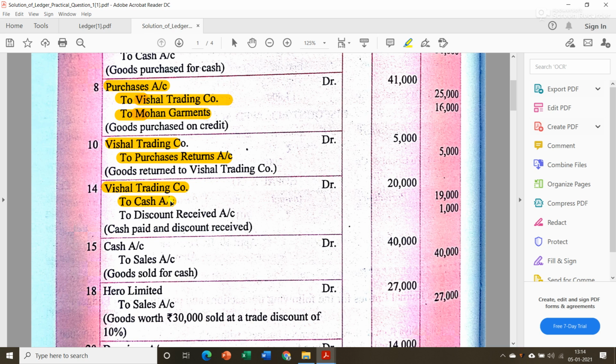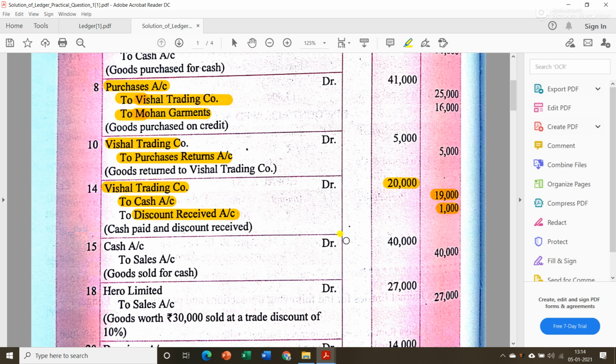Okay, so we will write Vishal Trading Company account, Vishal Trading Company debit, cash is going out from the business, so cash account will be credited, plus we are receiving discount from them, so discount received account will be credited. 20,000 we were supposed to pay them, but we received 1,000 of discount, that is nothing but 5% of 20,000. Okay, then altogether actual cash we paid is 19,000.